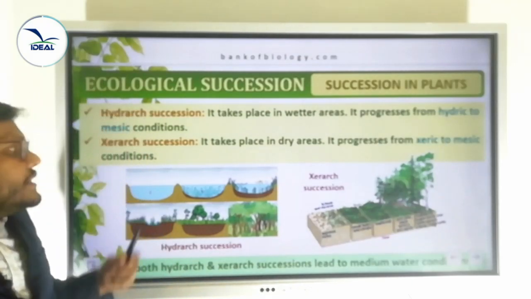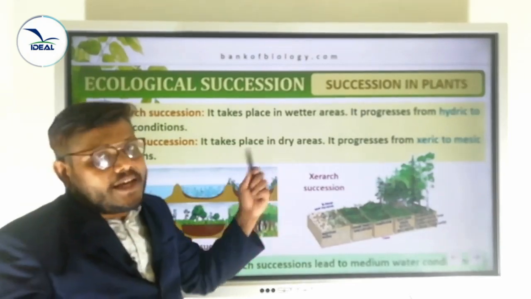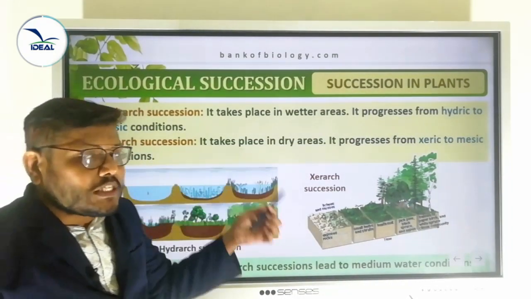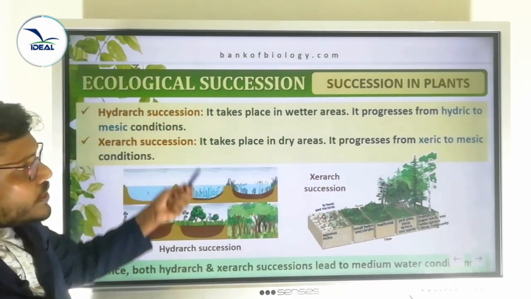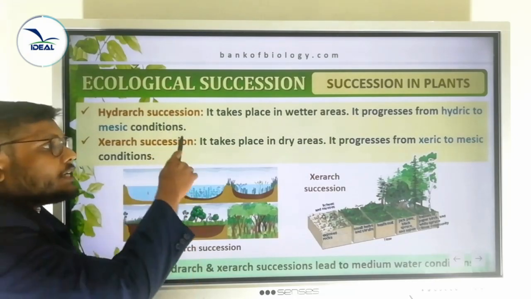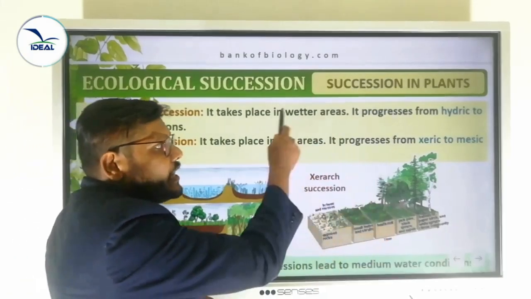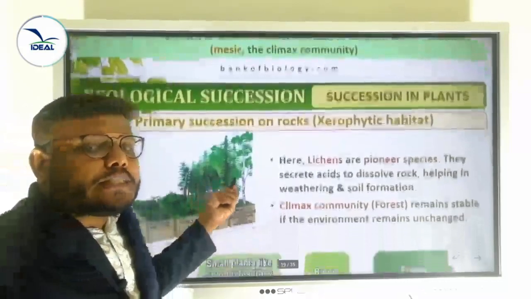Is it clear? Then another one is xerarch succession. If the succession takes place in a dry area, that is called xerarch succession, or xerosere. It progresses from xeric to mesic condition. In one case succession begins from water to mesic, and in the other case from xeric to mesic. Now we are discussing xerarch succession.